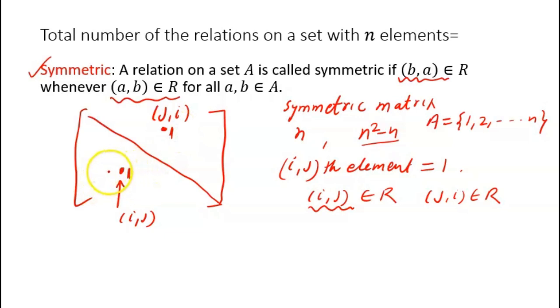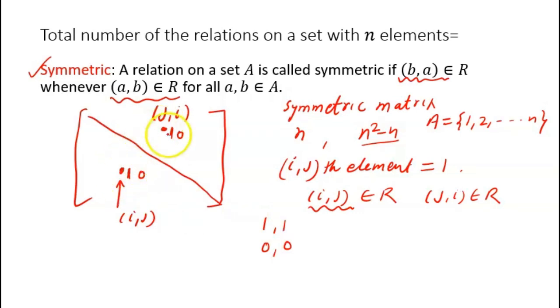If this is 0, for that matter, if suppose I say that there is a 0 over here, then this element must also be 0, right? So there are two possibilities. Either both the i comma jth position and the j comma ith position can be occupied by either 1 1 or 0 0. It can't happen that here you have a 1 and here you have a 0.